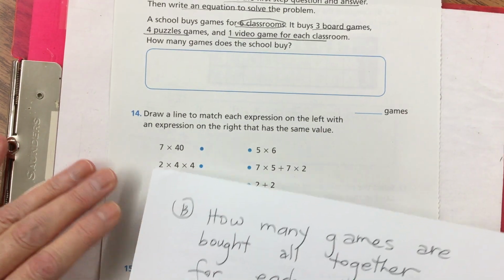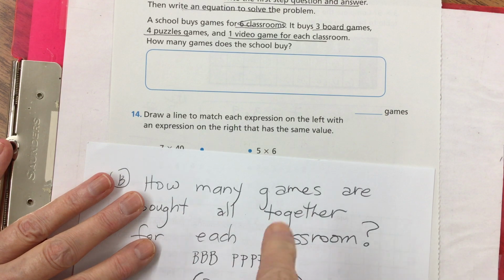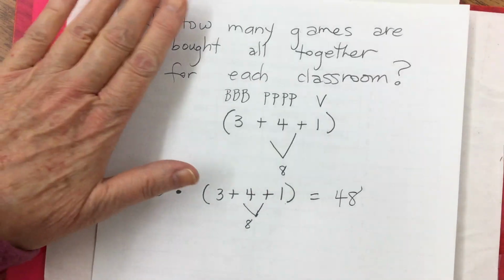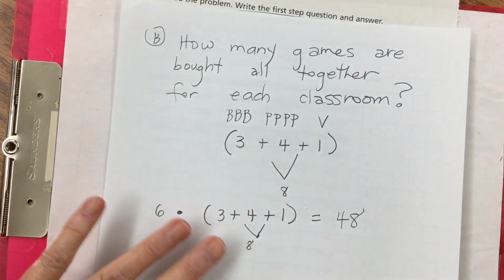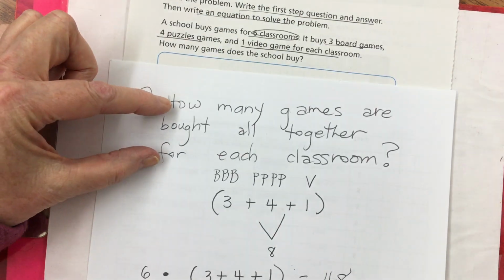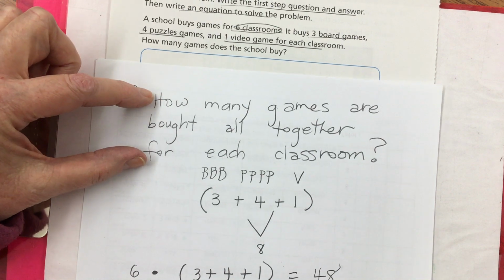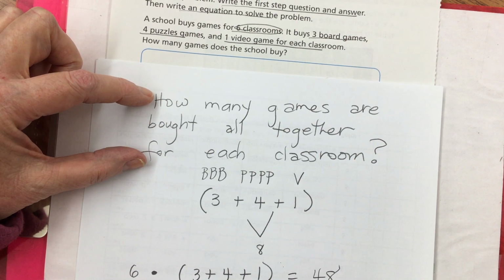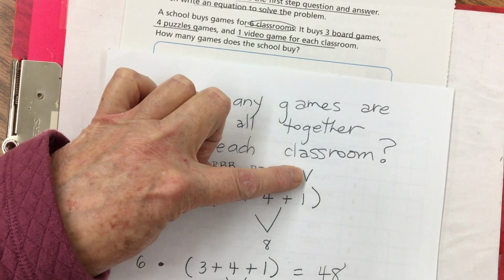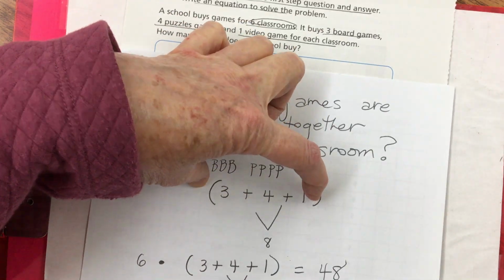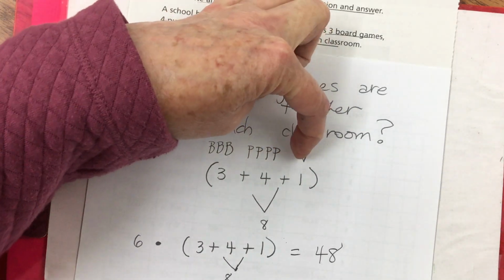So this is what it looks like when you're putting your answer. I would simply say see the graph paper because I did all the work here. But you have to have the first step question, and that's how many games are bought all together for each room. And I would draw a picture and then write the numerical method of what you're drawing that picture for.